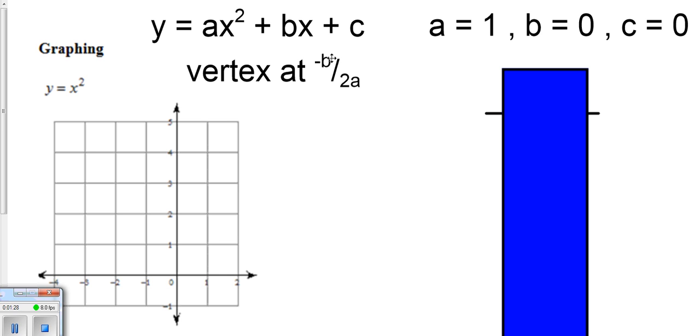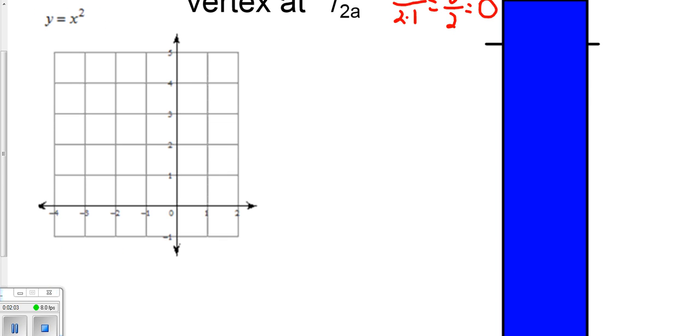Now all of these will have a vertex, kind of a corner point, that you can find by plugging in negative b divided by 2a. So in this case, our b is 0, so we'd have negative 0 over 2 times a is 1. So negative 0 is just 0 divided by 2 times 1 is 2, which means we would have a vertex at 0. So when we're plugging in values into our table to find some points, the middle point of our x values is going to be 0.